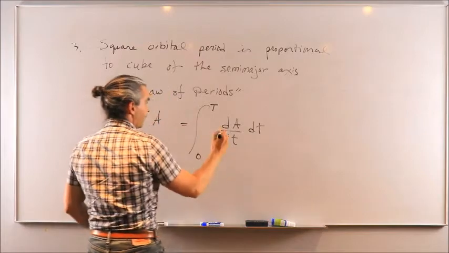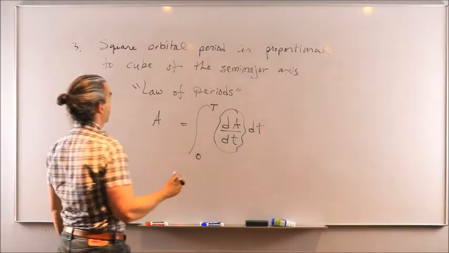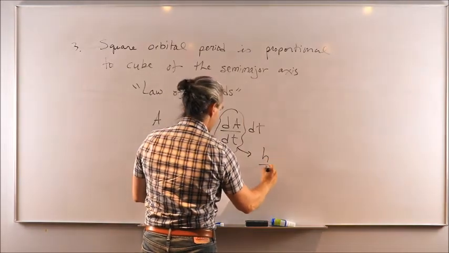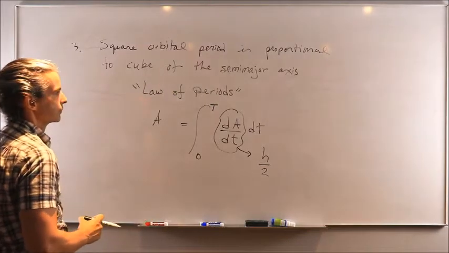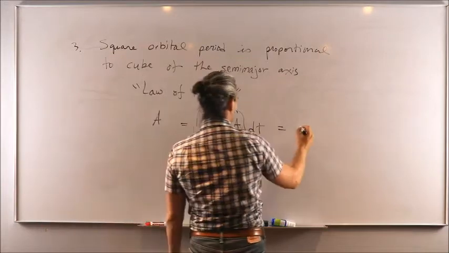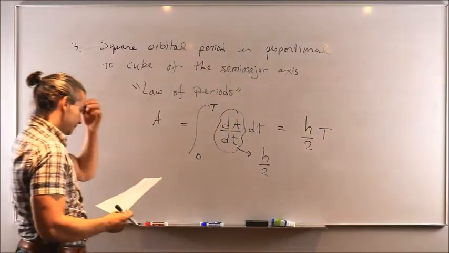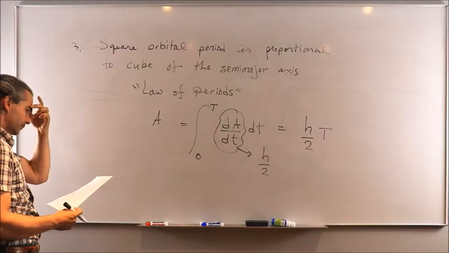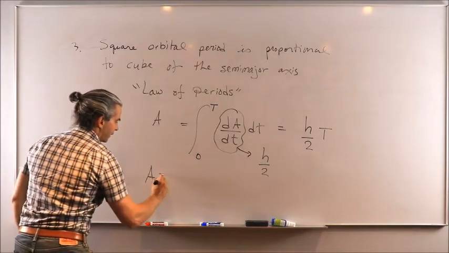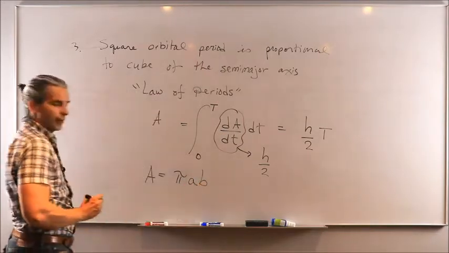Now, good news is that this was actually a constant from before. Kepler's second law told us that it was constant and equal to h over 2. So we can come back here and say that the area is equal simply to h over 2 times the orbital period. Well, we also know from a geometrical point of view that the area of an ellipse is pi times semi-major axis times semi-minor axis, right?